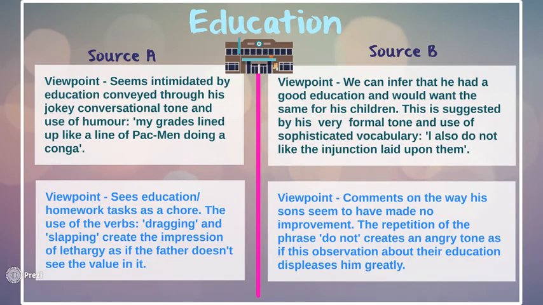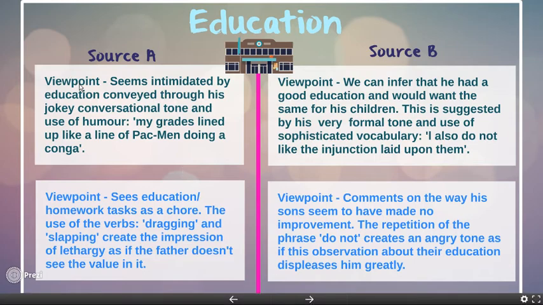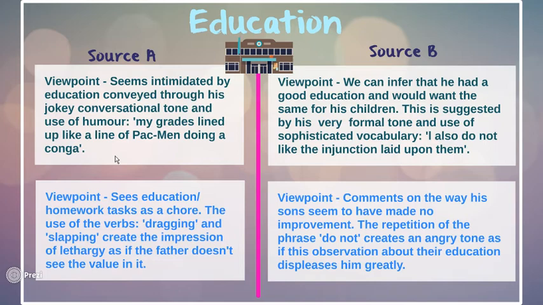Okay, so as I said before, I've broken this down into separate education and separate parenting comments. Now, as always, this is not an exhaustive list. In fact, there was so much that you could have commented on in this question, but I've only gone for 2 examples of each, just to give you a bit of an idea. So, source A, I have said that Eddie's father's viewpoint on education is that he almost seems to be quite intimidated by it, and we can sort of tell this from that jokey conversational tone that he has throughout his article, and the fact that he likes to use humour. He makes jokes about his grades lining up like a line of Pac-Men doing a conga, and we almost get the sense that he's trying to cover up his discomfort really, and the fact that he does feel a little bit intimidated by the education system and the fact that he struggles with it.